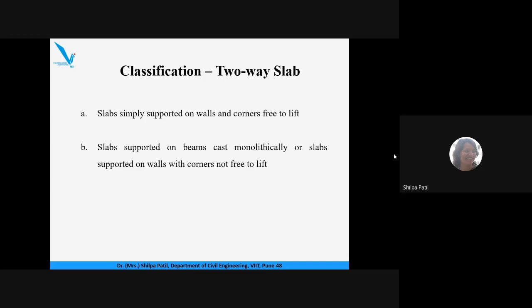Okay, so when the corners of the slabs are not allowed to lift freely, the torsion will get developed in the slab, and we need to design the reinforcement to take care of this developed torsion at the corners of the slab. So these are the two classifications basically for two-way slab. One is the slab in which the corners are free to lift, and second is the one where we do not allow the free lifting of the corners, because of which the torsion is developed in the slab, and we need to design for that torsion also.